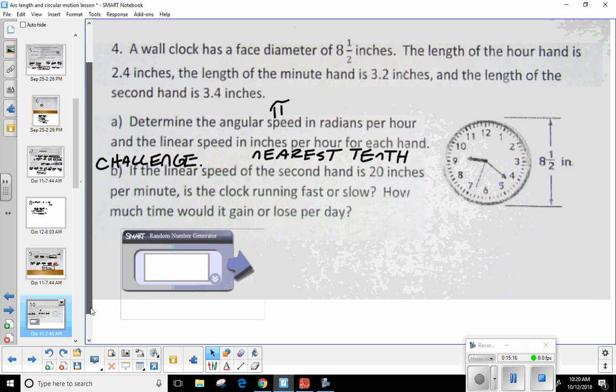Okay, so make sure you work together, help each other out. Make sure that everybody can answer this question. Okay, so we always start with the number of revolutions in time. Each one of these items is going to be different.